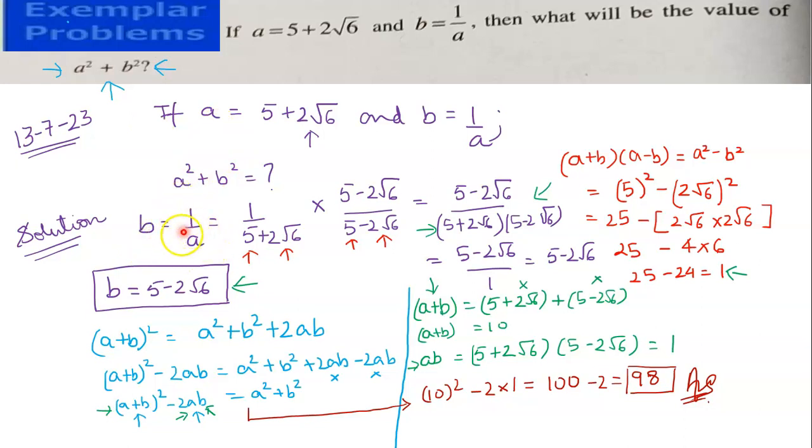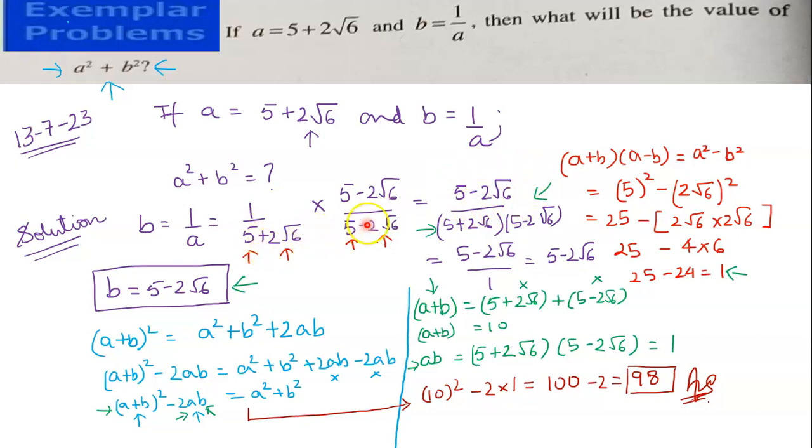A value is already given to us in the question, which is 1 upon 5 plus 2 root 6. Can you see, students? 5 plus 2 root 6. I had explained the rationalization. So we multiply and divide with the sign change: 5 minus 2 root 6 upon 5 minus 2 root 6. So 1 into 5 minus 2 root 6 is how much, students? 5 minus 2 root 6 only.